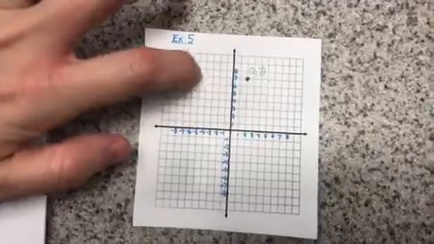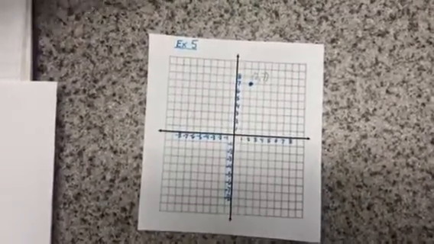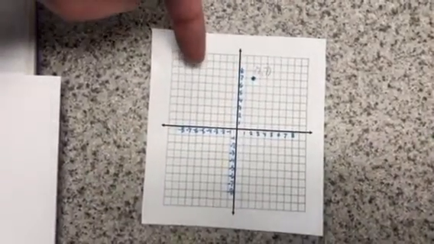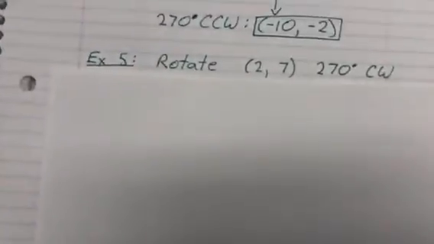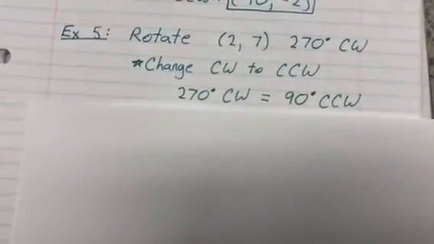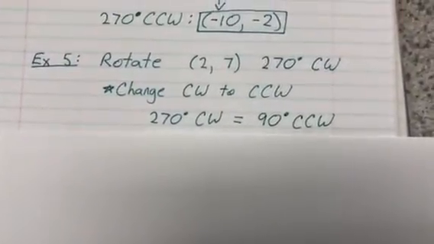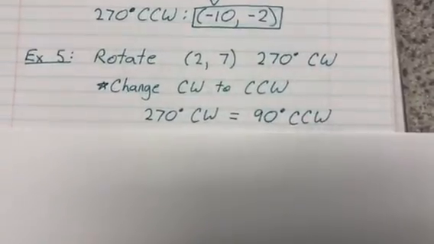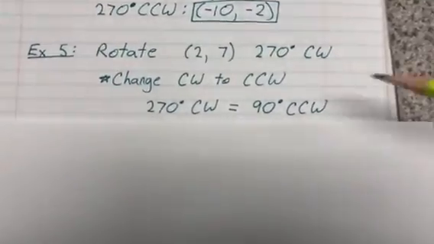So if we end up here, counterclockwise, that would just be a 90-degree rotation. So that's what I put on the notes here. I put change your clockwise to counterclockwise. So then 270 clockwise would just be 90 counterclockwise, and we know how to deal with the counterclockwise ones.